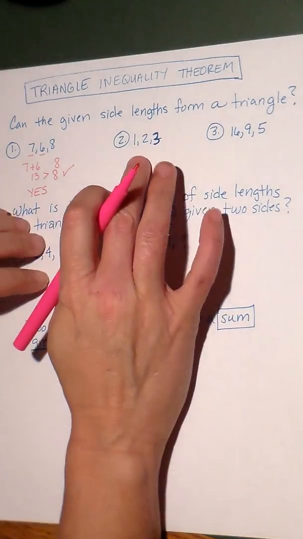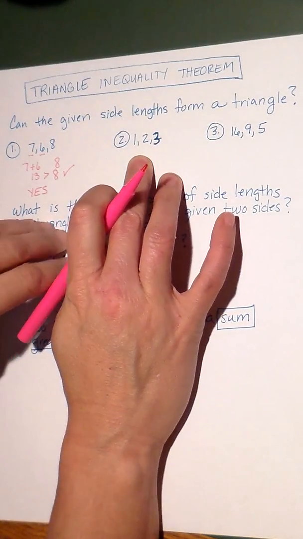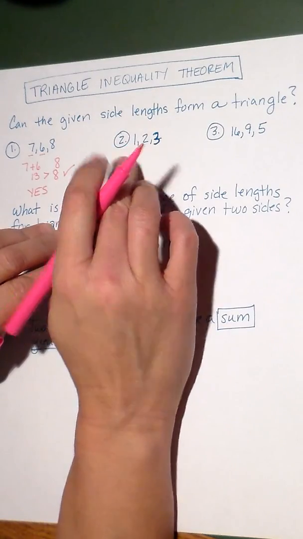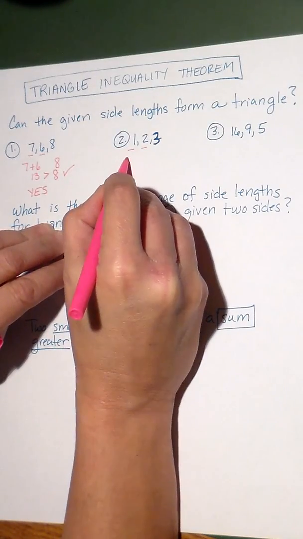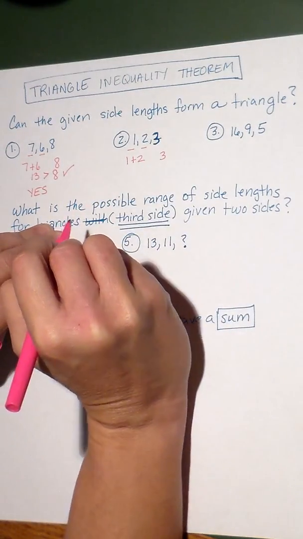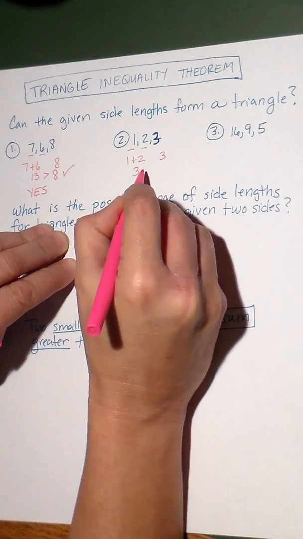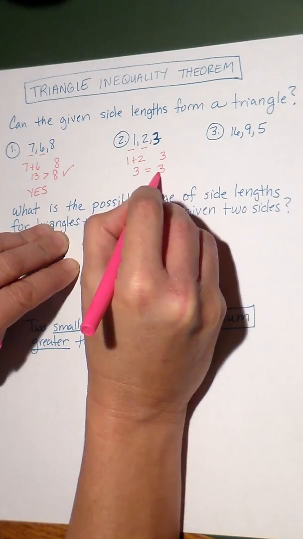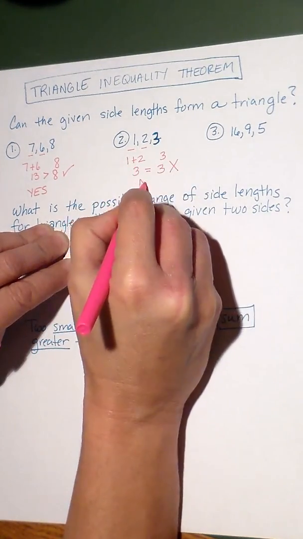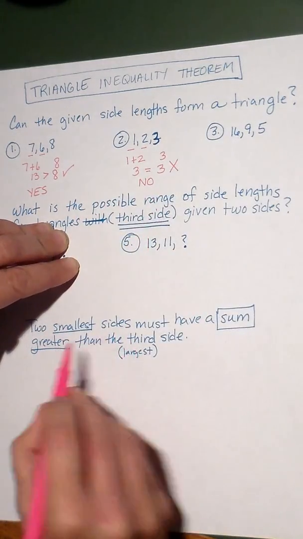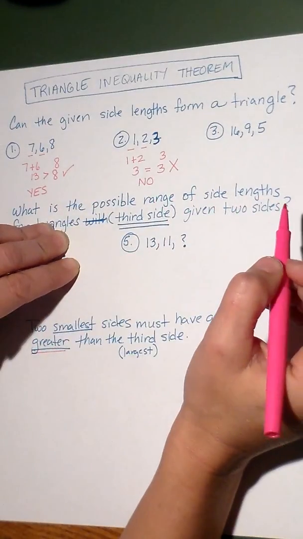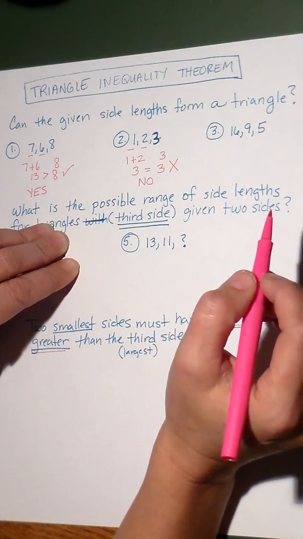Okay, so let's look at this one. Excuse me, allergies. Either that or I'm allergic to triangles. The two smallest sides here are 1 and 2. So I'm going to compare 1 and 2 to 3. 1 plus 2 is 3, which is equal to 3. That means it cannot be a triangle. Remember, the stipulation is that the sum has to be greater. 3 is not greater than 3. It's equal, so that is not a triangle.